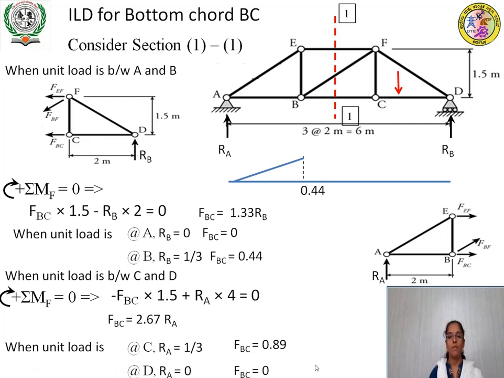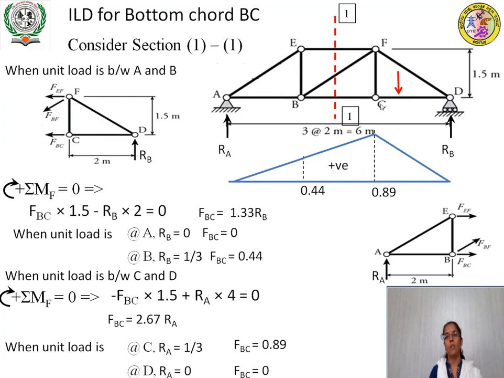So, now we will plot the variation from 0.89 to 0, positive. So, this ordinate is 0.89 to 0. This is 0.89. So, when the loading is in between BC, just join these 2 points with the linear line. As the ordinates are positive, this member will be under tension.